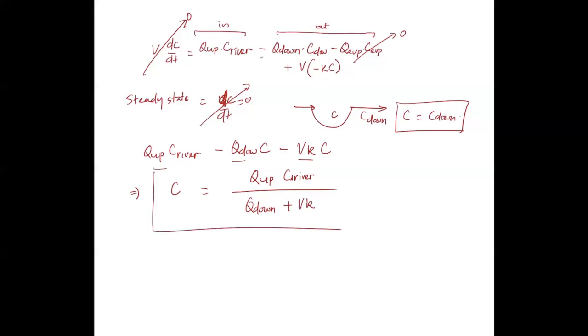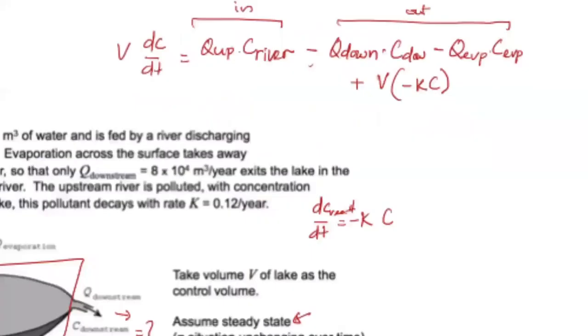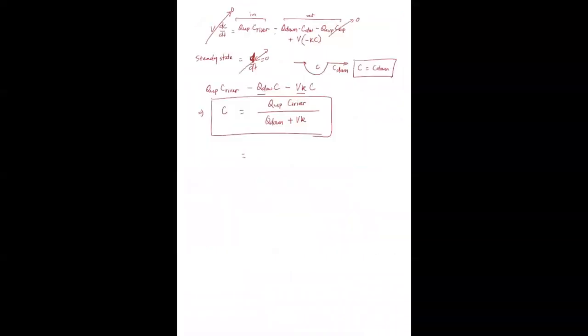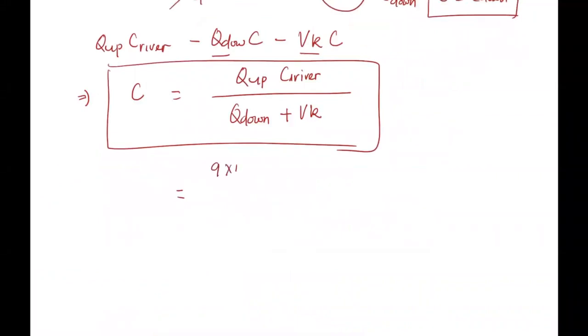If you think of the expression for the effluent, and now if you are going to write the different terms for the exam, you've got to write all the equations. So Q up, let's write Q up. What is Q up here? 9 times 10 to the power 4 meter cube per year. Concentration river is 6 milligram per liter. So know that now this is meter cube, this is liter.